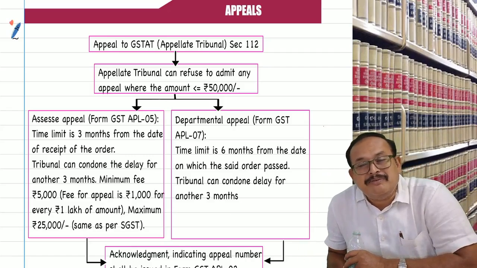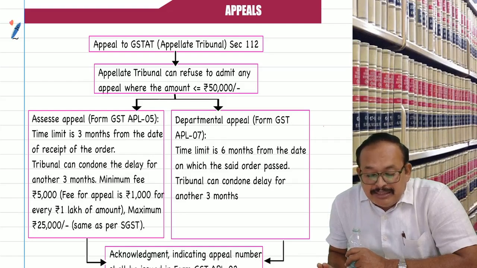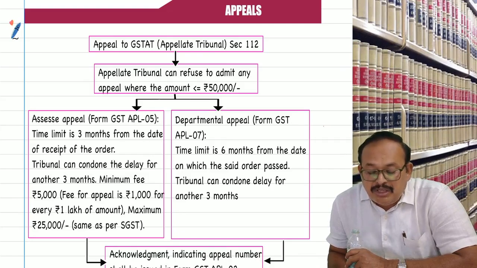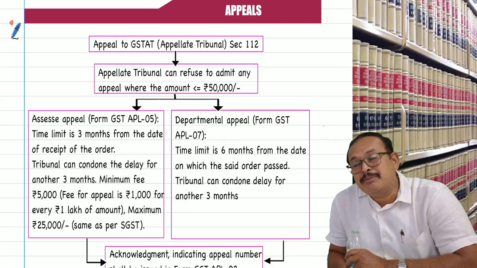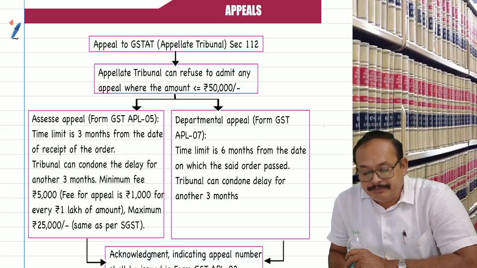When the department comes for appeal, APL 07. The time limit for appeal by the department to the tribunal is 6 months. Further, the tribunal can condone the delay for a period not exceeding 3 months. Get my points?